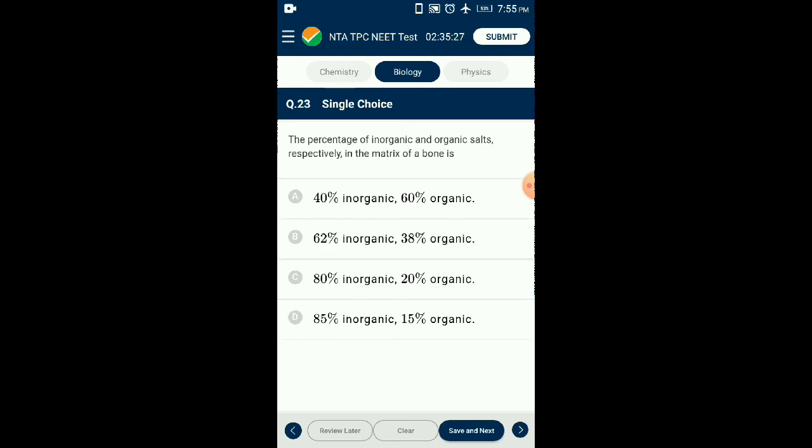Question number 23. The percentage of inorganic and organic salts respectively in the matrix of bone is. Bone is a hard, rigid, solid, inflexible and strong connective tissue. It consists of osteoclast and osteoblast cells with a large amount of matrix. Bone producing cells are called osteoblasts. They divide to form osteocytes and synthesize the organic part of the matrix. So the answer for this question is option B.